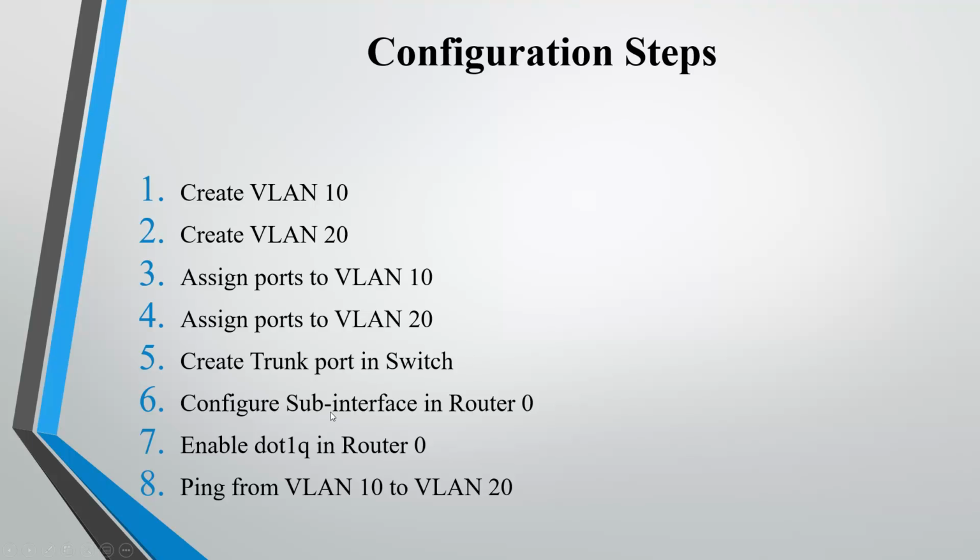Then the next one, I am going to the router. In the router we are going to create the sub interface. Then we are going to enable the .1q. Then we have to assign the IP address. For every sub interface we have to assign the IP address. Then we have to enable the .1q. Once you enable the .1q, automatically the configuration will be over. Then you can ping from VLAN 10 to VLAN 20. So these are all the configuration steps. These steps we are going to see in the lab part.